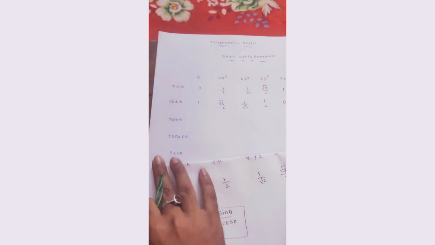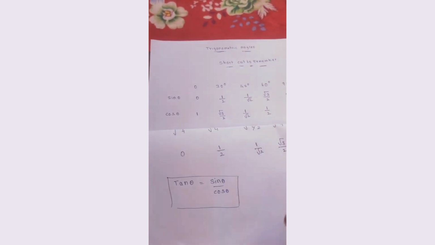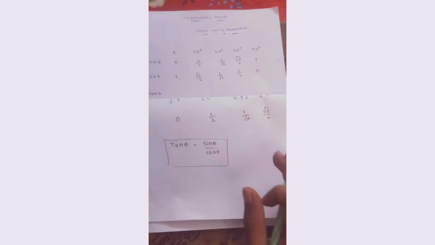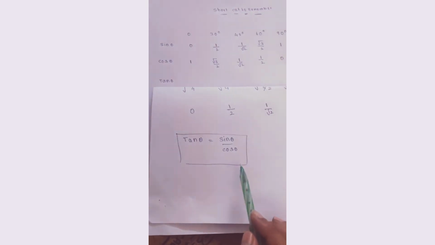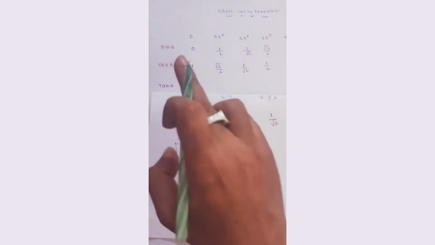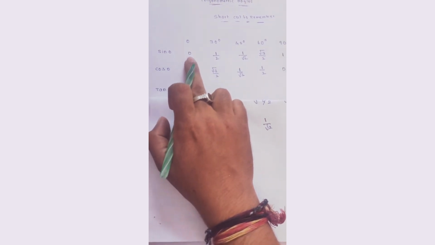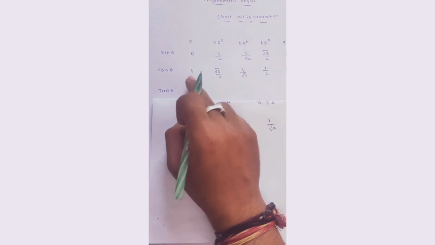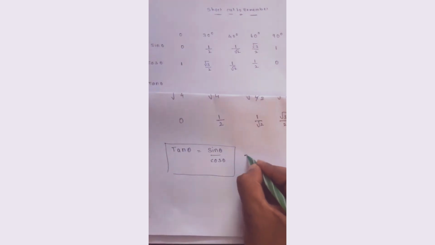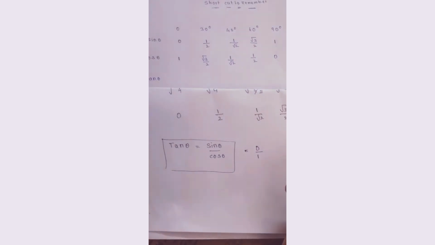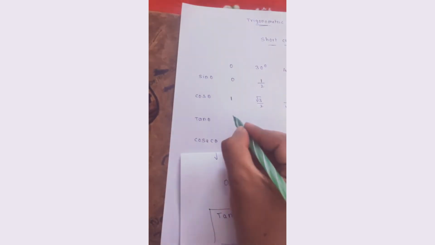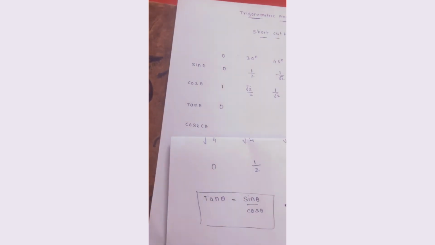I'll fold the paper so that you can easily think. See that tan theta is nothing but sin theta by cos theta. You know what sin theta is here: sin theta is 0 and cos theta is 1. So 0 by 1 value is 0, right? 0 by 1 value is 0.